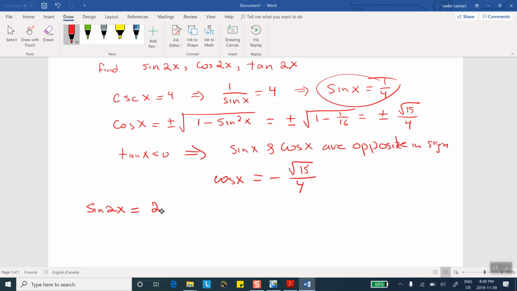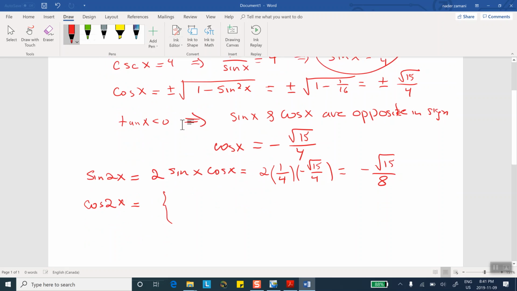However, sine of 2x using the double angle formula is 2 sine of x cosine of x, and that means that it is equal to 2 times sine of x, 1 over 4, and cosine of x is negative root of 15 over 4, and this is minus root of 15 over 8. And cosine of 2x, well, we have different ways of doing this thing.